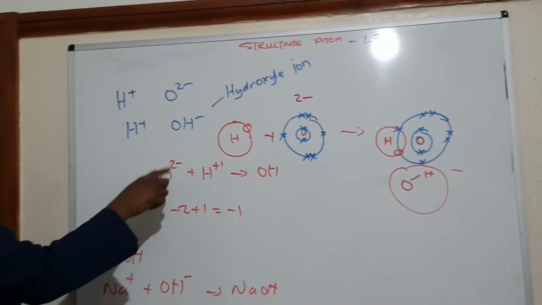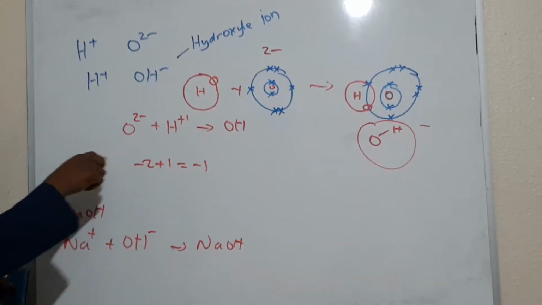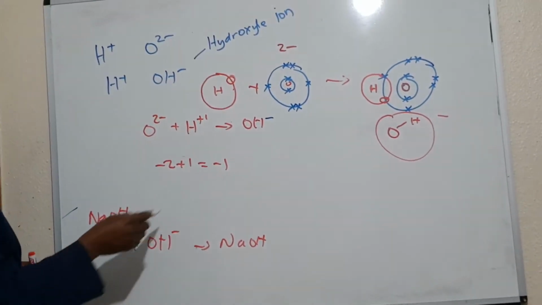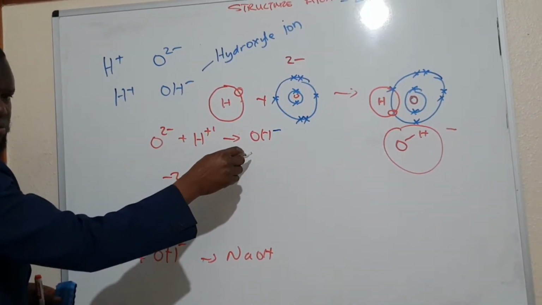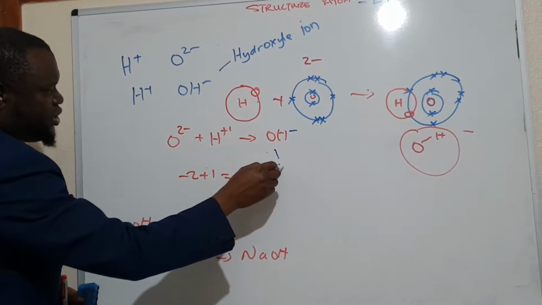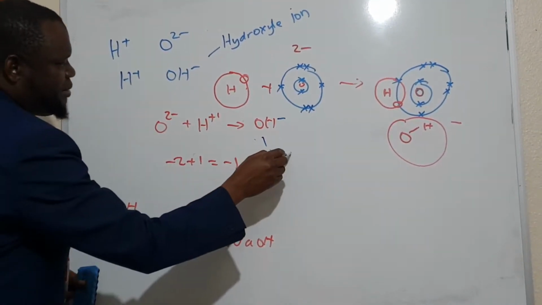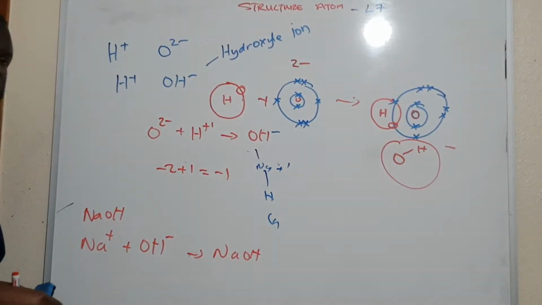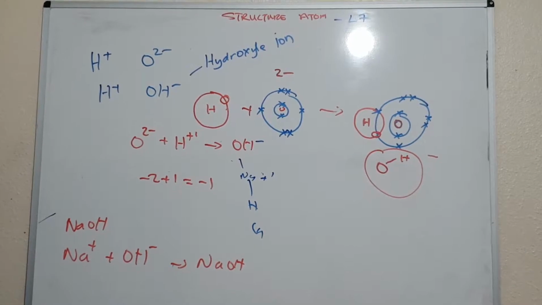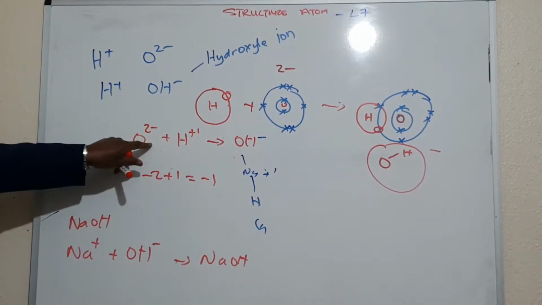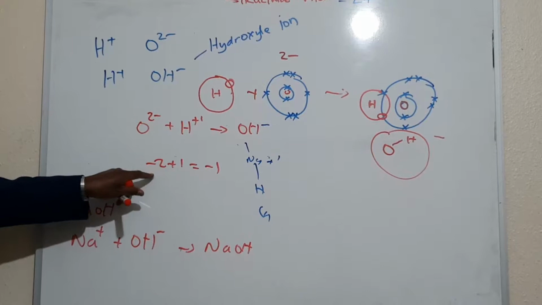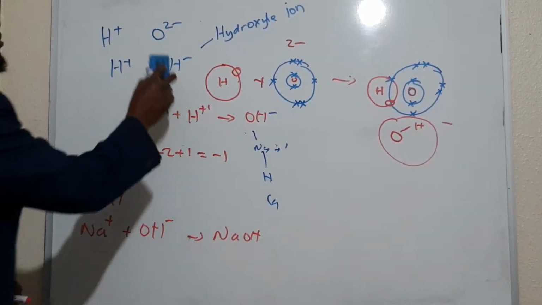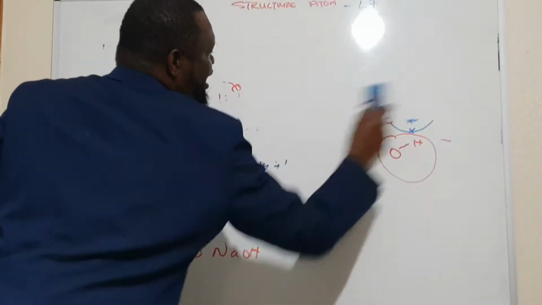This compound, oxygen, still needs an electron. It can be provided by sodium, like here, by another hydrogen, or even by calcium. But as long as it doesn't have 2 plus, it will remain 1 negative, because minus 2 plus 1 is minus 1. Many people, you won't find this explained in any textbook.